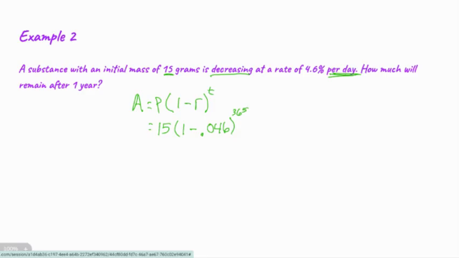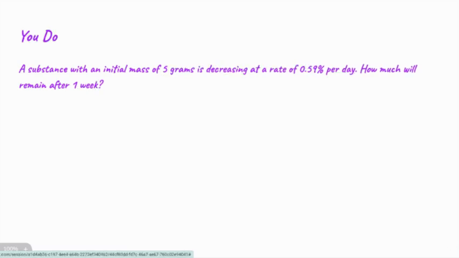And that gives you an incredibly small number, it looks like 6 zeros: 1, 2, 3, 4, 5, 6, and then a 5. So that's tenths, hundredths, thousandths, ten-thousandths, hundred-thousandths, millionths, 5/10 millionths of a gram remaining. So basically none of it left. So go ahead and pause the video and give the second one a chance.